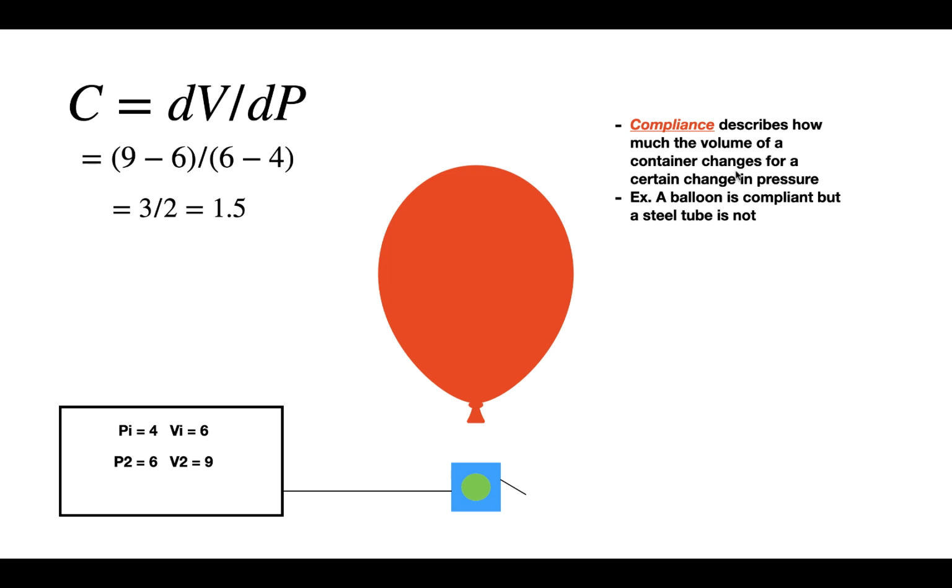Now, an example of a compliant object is going to be something like a balloon, because a balloon can easily expand when you increase the pressure. And something that's non-compliant is going to be something like a steel tube, because when you increase the pressure inside a steel tube, it's not really going to expand because it's rigid.